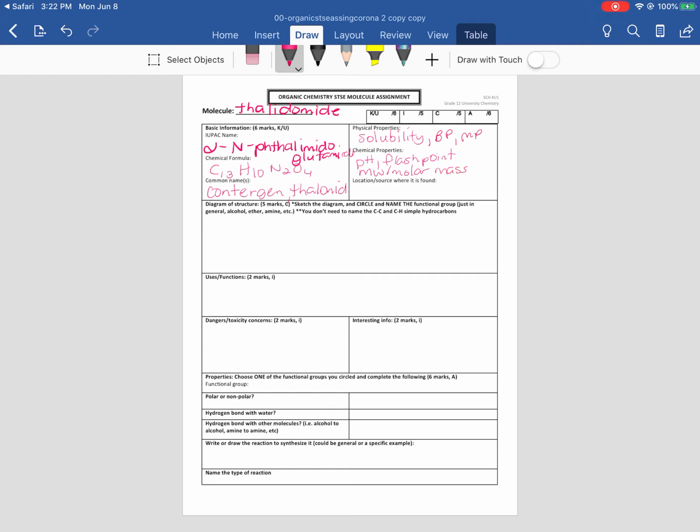Okay, but remember, each one of these is only out of 1, or the whole thing is out of 6, so you only need 1 each. And then the location or source. My pretend molecule is a synthetic drug. And then the diagram of the structure. Do your best to sketch the diagram, and again, just Google this.